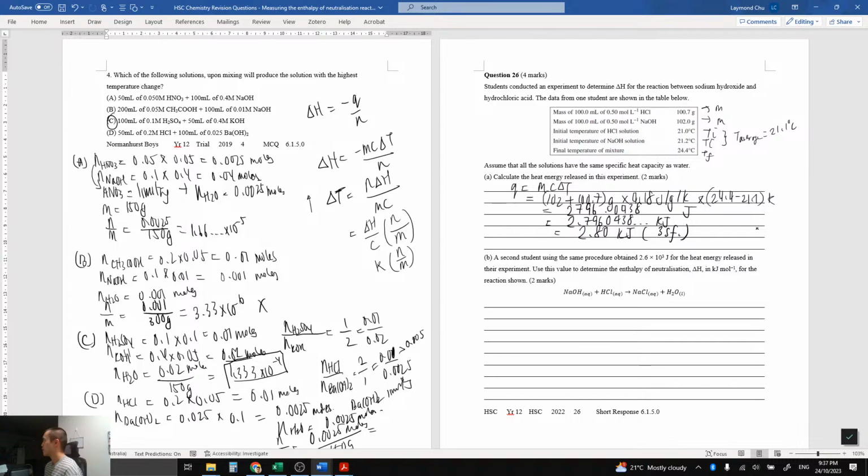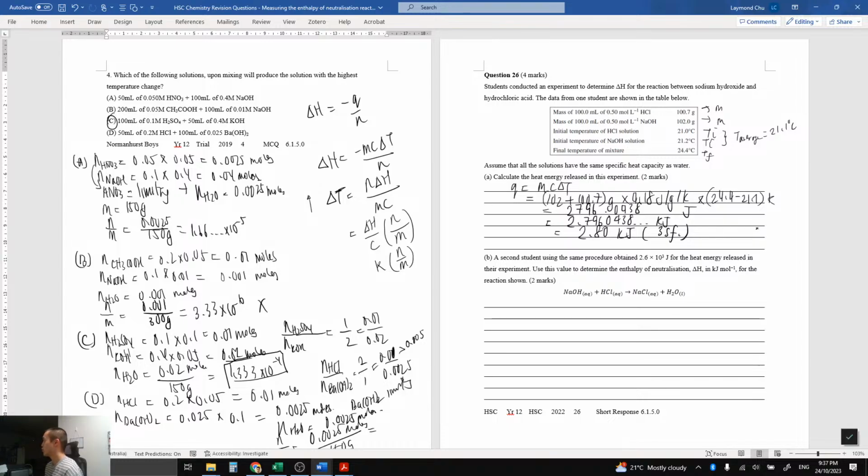A second student, using the same procedure, obtained 2.6 times 10 to the 3. Okay, different. For the heat energy released in the experiment, use this value to determine the enthalpy of neutralization, delta H, in kilojoules per mole for the reaction shown. Perfect. Our stock standard neutralization reaction. How do we do this?